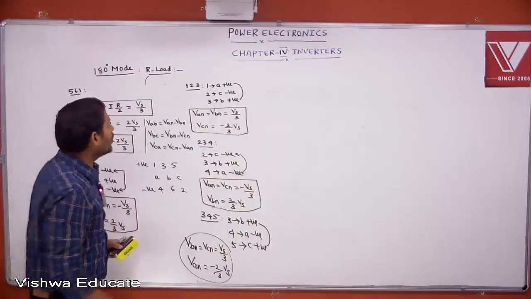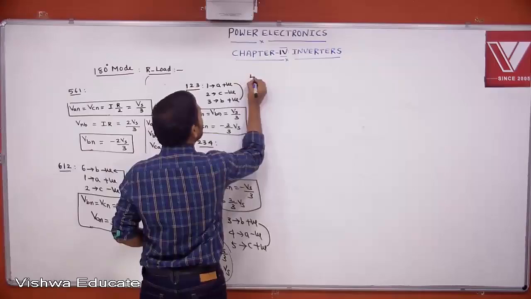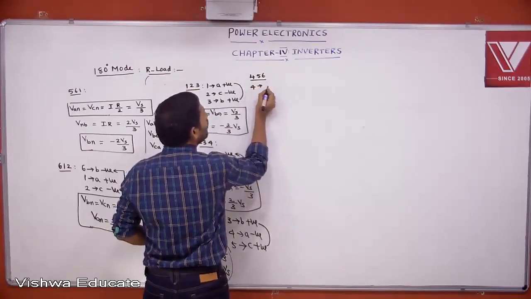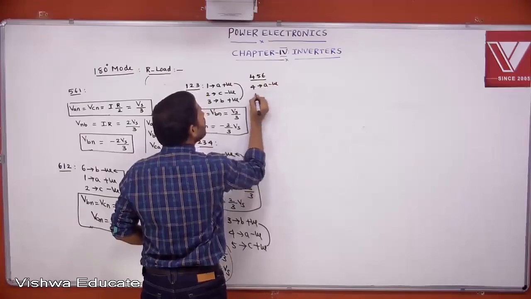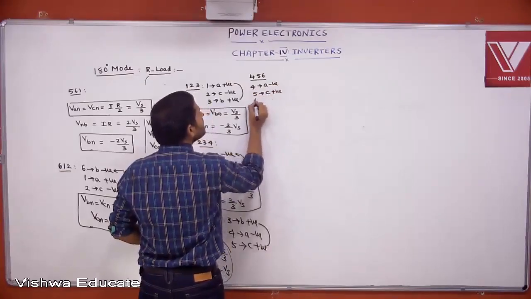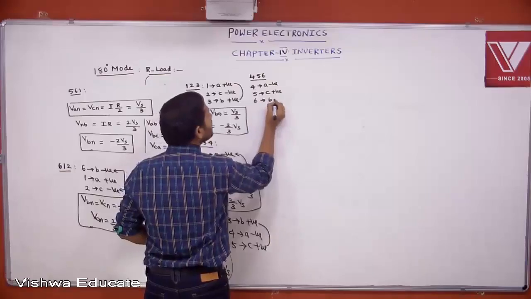Can you try for 4, 5, 6 is conducting? If 4, 5, 6 is conducting, 4 means which phase? 4 means A phase negative. 5 means which phase? C phase positive. 6 means which phase? Then B phase negative.